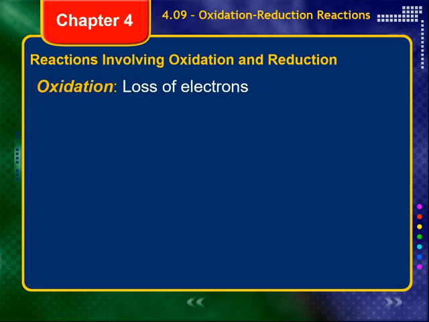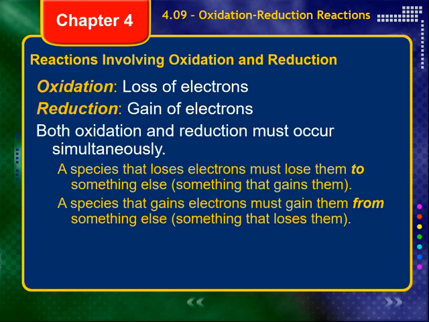Oxidation is simply the loss of electrons. The opposite of that is reduction, which is the gain of electrons. Both oxidation and reduction must occur simultaneously. You can't have something lose electrons unless something is gaining electrons. You can't have something gain electrons unless something is losing electrons.